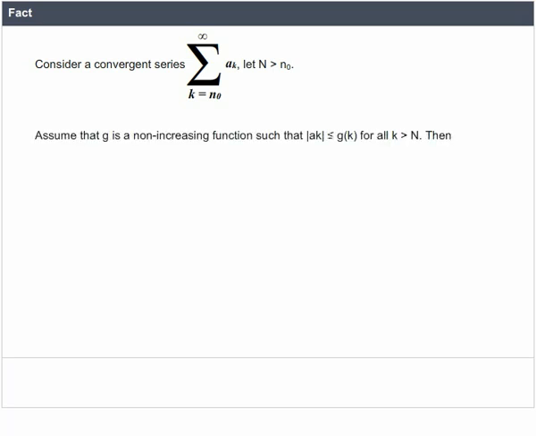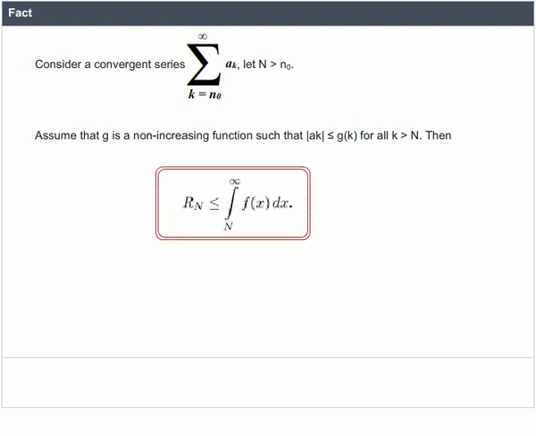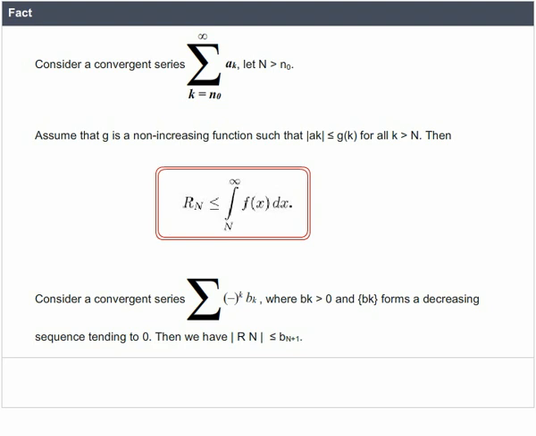Fact. Consider a convergent series, summation k equal to n naught to infinity a_k, let n greater than n naught. Assume that g is a non-increasing function such that modulus of a_k less than or equal to g of k for all k greater than n. Then R_n less than or equal to integration n to infinity g of x dx. Consider a convergent series, summation minus 1 whole power k b_k, where b_k greater than 0 and b_k forms a decreasing sequence tending to 0. Then we have modulus of R_n less than or equal to b_(n+1).